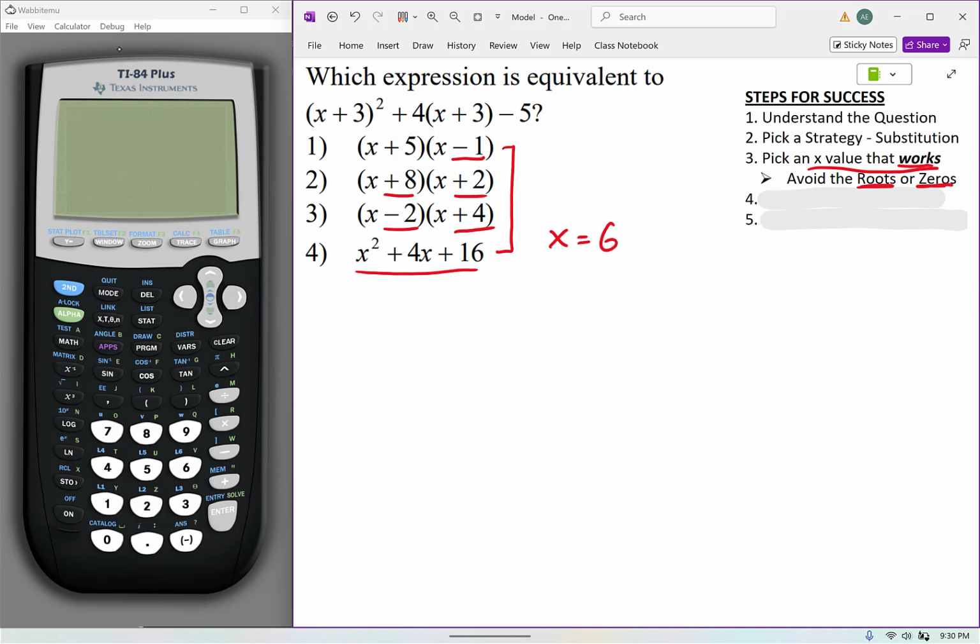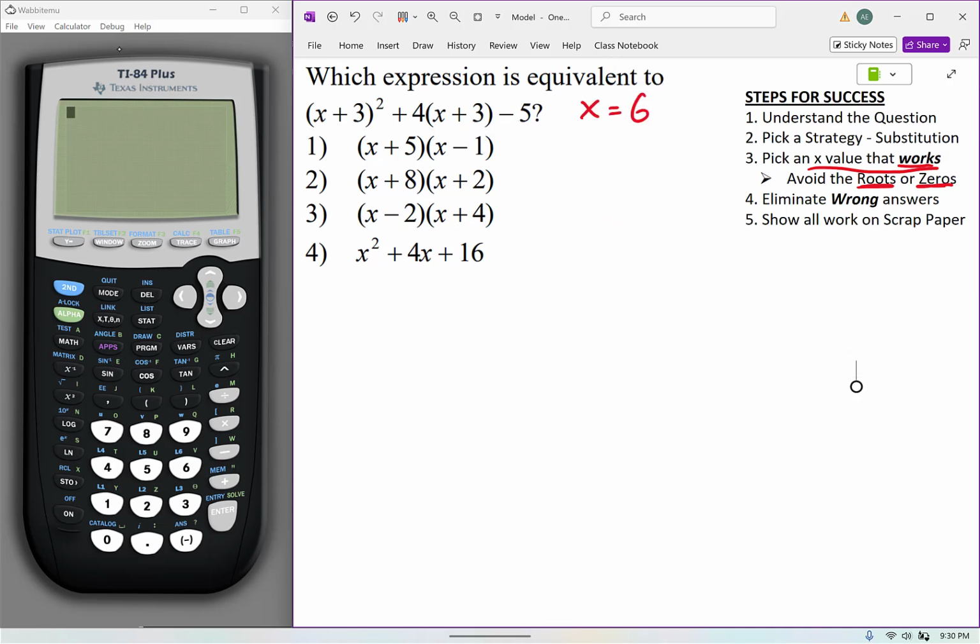So I'm going to clean up my work, because that brings us to the next step, which is we're going to eliminate wrong answers, but we're going to show all work on scrap paper. So this is the start of that step, where I've identified the x I'm going to use, and now I'm going to actually do the math. I'm going to put in 6 for each of these x values, and I'm going to figure out, when I use x equals 6, what is the output? What is the thing I'm looking for these to give me, the same thing? Because that's the trick. That's how I'm going to find it equivalent.